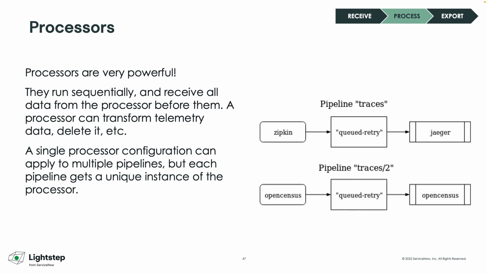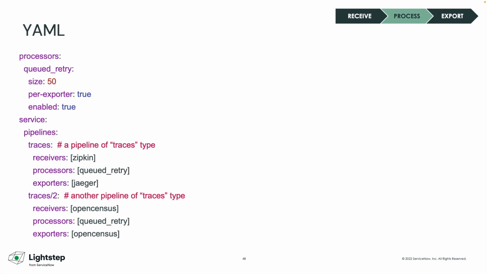Also, a processor configuration can be used in as many pipelines as you want. They will not be shared, because each time you deploy a pipeline, a single instance of the processor is deployed for each one of them. This is a YAML example of processor configuration, where we define a queue-retry processor in order to retry sending your trace or telemetry data, with a size for this queue. Again, in order to enable this processor, you should put it in at least one pipeline.